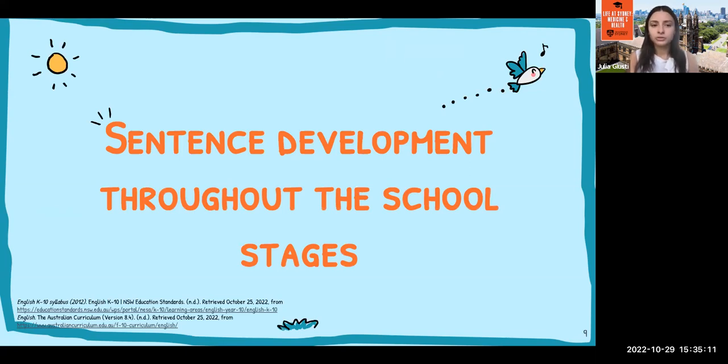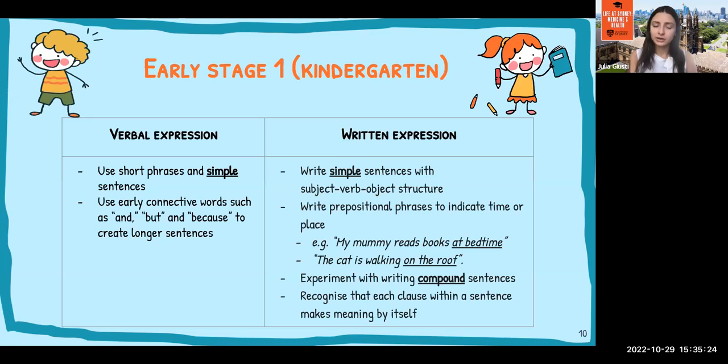We have looked at both the New South Wales NESA syllabus and the Australian curriculum to create a guide as to where students should begin to use certain sentence types. So starting at early stage 1 or kindergarten, in their verbal expression or when talking, students should use short phrases and simple sentences when speaking. They should use simple connective words or conjunctions such as and, but, and because when speaking to link their ideas.